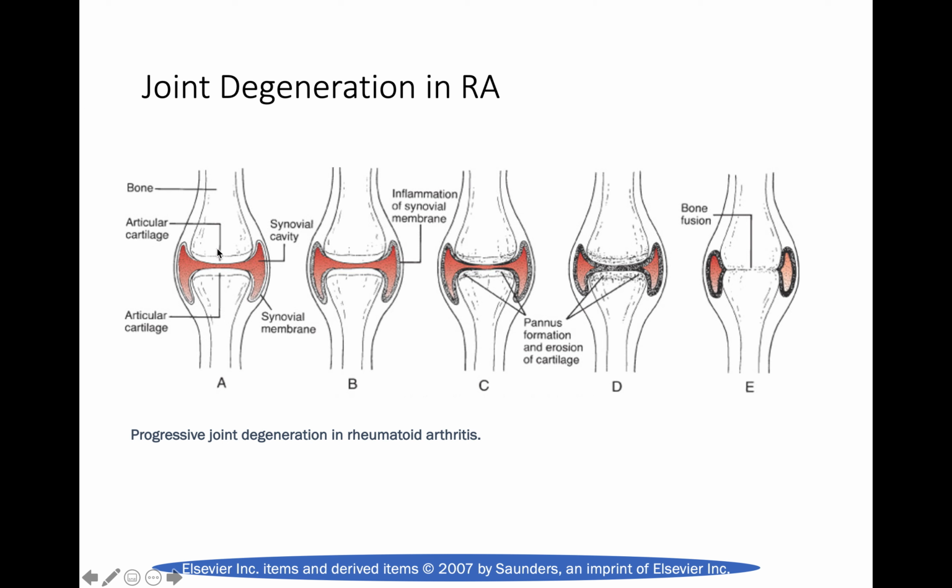So we've got the articular cartilage, where it's supposed to be, lining the bone and helping the joint move, with the synovial cavity and synovial membrane. And now we've got inflammation of the synovial membrane because of the disease of rheumatoid arthritis. And with all of these inflammatory markers and fibrin formation, we've got the pannus formation and erosion of the cartilage to the point where the bones will be fused.